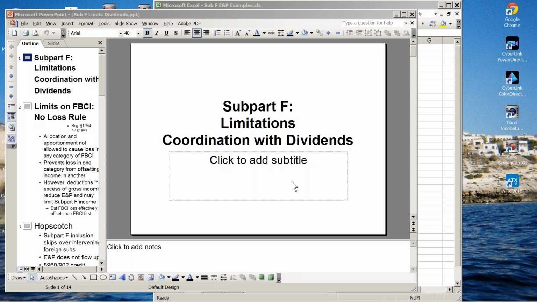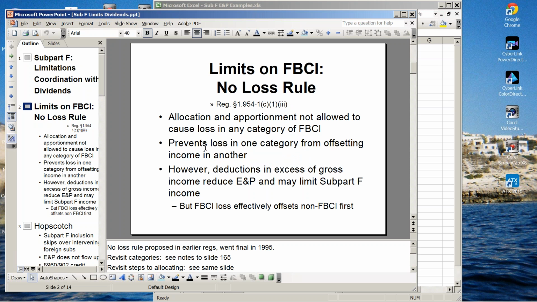So tonight's first topic is the limitations on Subpart F. In some of the videos and two of our webinars, we've covered when we have to include Subpart F income, what is included in it, etc. And tonight's topic is going to be the limits on those inclusions. I want to start with repeating something, the no loss rule.